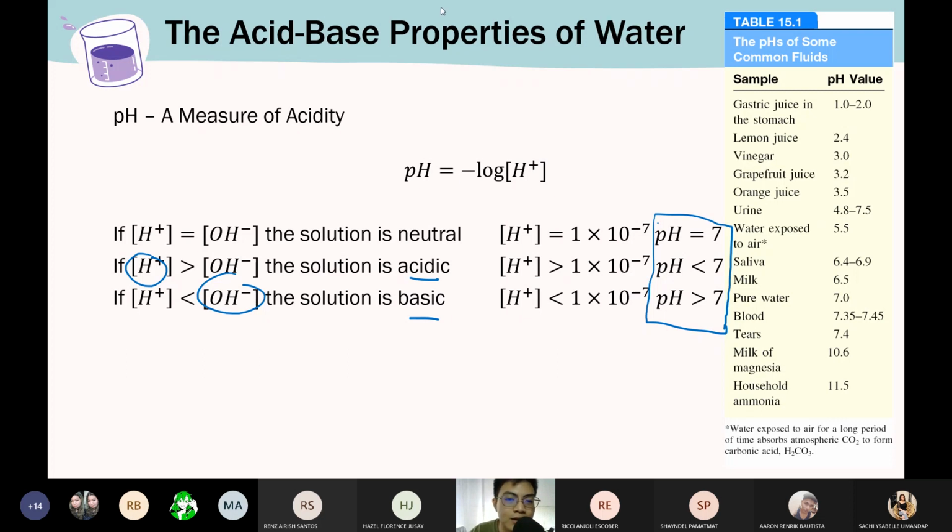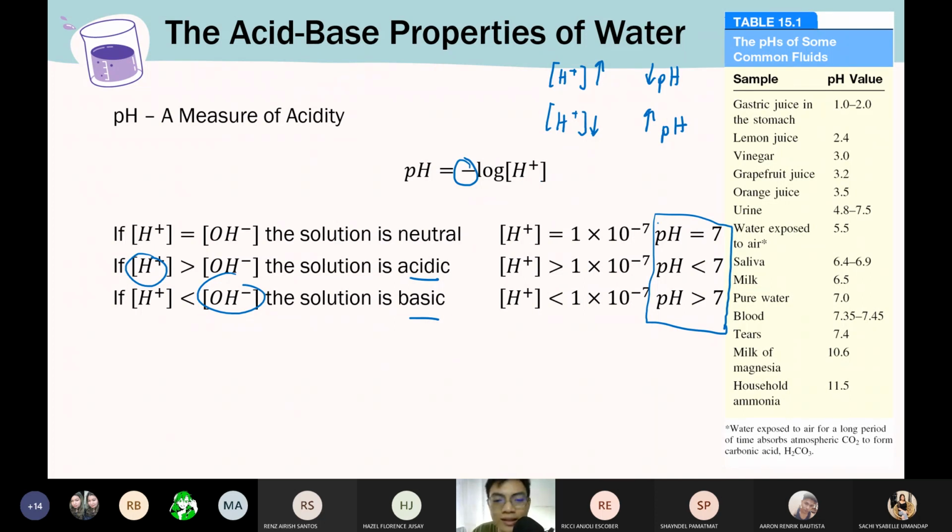Bakit? Kasi may negative sign. Yun lang yung dahilan. Because of that negative sign, the trend is reversed. Pag lumalaki yung concentration of H+, what happens to the pH? Bumababa. And kapag bumababa yung concentration ng H+, tumataas ang pH. That reverse trend is caused by the negative sign. Yung negative sign yung may dahilan na bakit nagiging opposite yung trend.